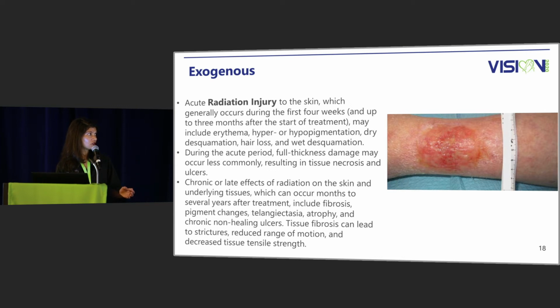The area of radiation exposure is erythematous, hyper or hypopigmented, with desquamation and hair loss. During the acute period, there's full thickness skin damage and tissue necrosis. Late or chronic radiation can show up in skin with thickened skin, fibrotic changes, hyperpigmentation, telangiectasia, and atrophy.